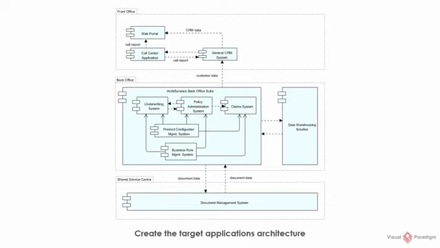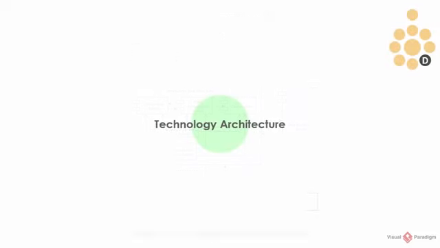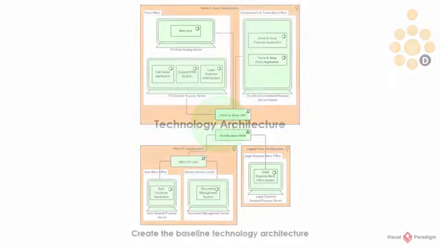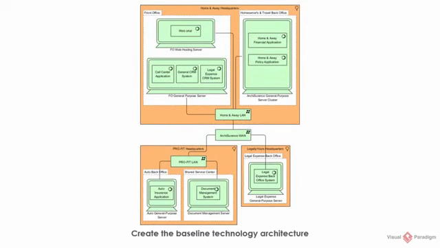Once you've developed the data and application architectures, you can move on to developing the technology architecture. Here is an example of the baseline technology architecture. It shows the software and hardware infrastructure elements supporting the application architectures, such as physical devices, networks, or system software, such as operating systems and databases.